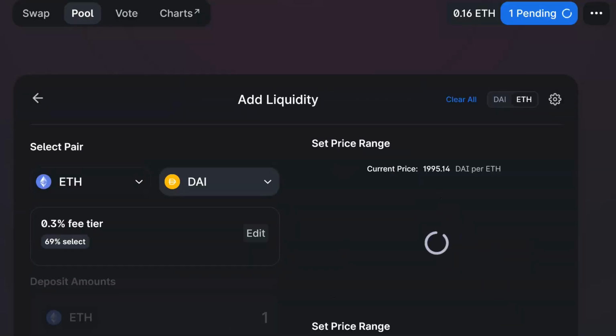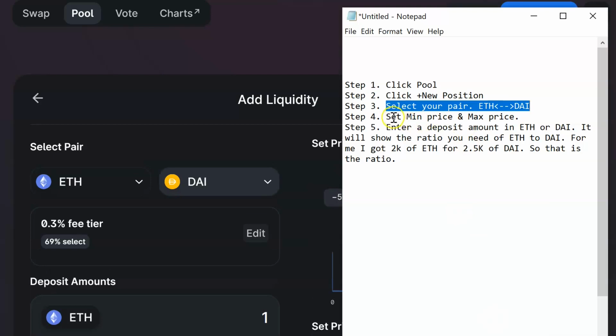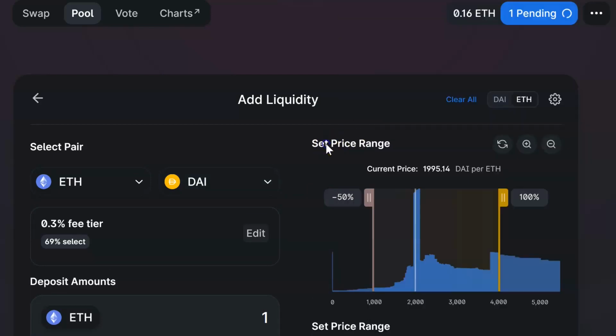How to make your first trade on Uniswap? Using Uniswap, you're able to purchase Ethereum, ETH, and any of the thousands of ERC20 tokens supported by the platform.